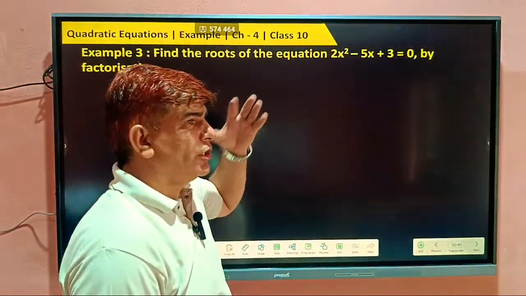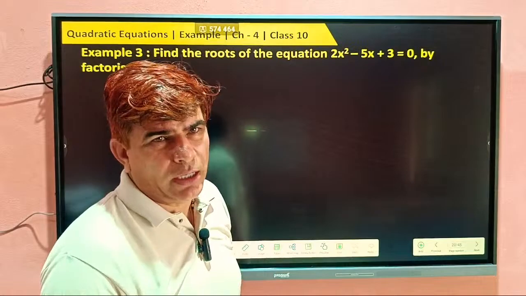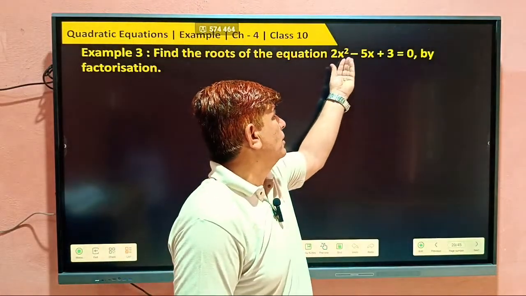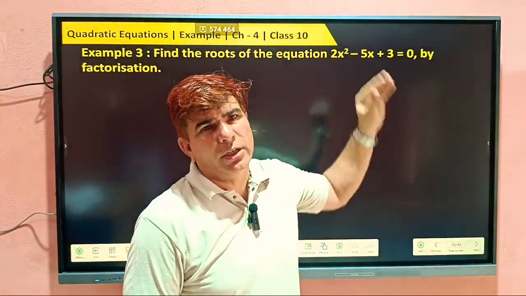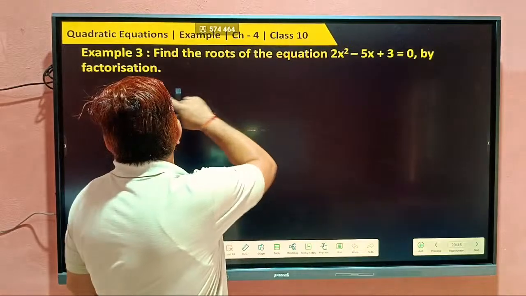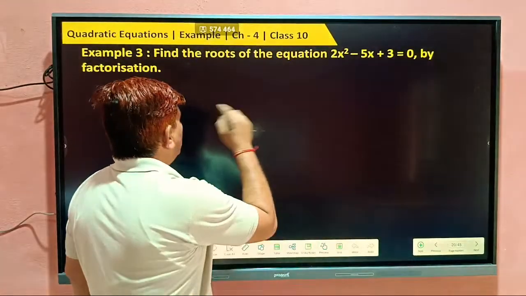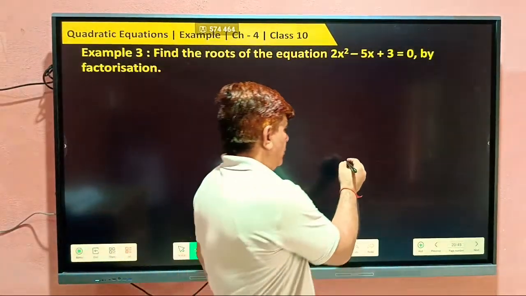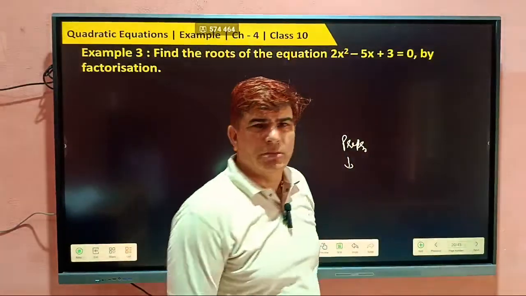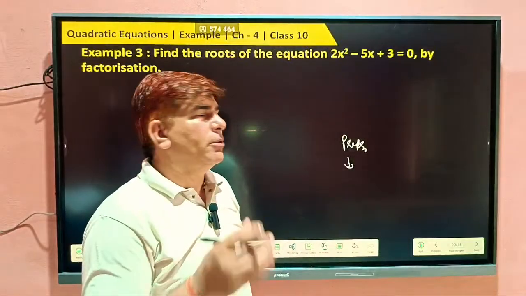Find the roots of the equation. If you know how to find the factors, then you easily know how to find its roots. So first, we find the value of x. How many values of x are possible? X square, so a minimum of 2 values of x are definitely possible. So we have to solve it. Find the roots of the equation by factorization method. Factorization means splitting the middle term. Till here, what have we done? We have to prepare the algebraic equation, or you can say algebraic expression, and quadratic equation.